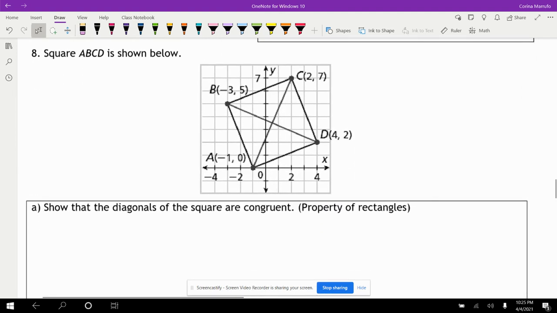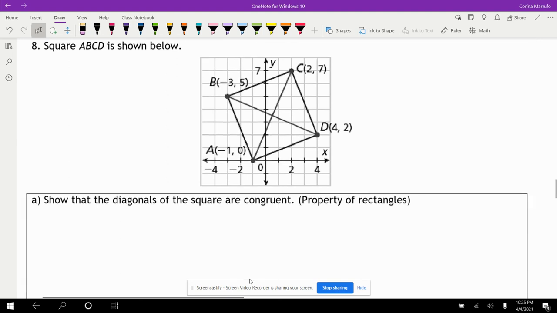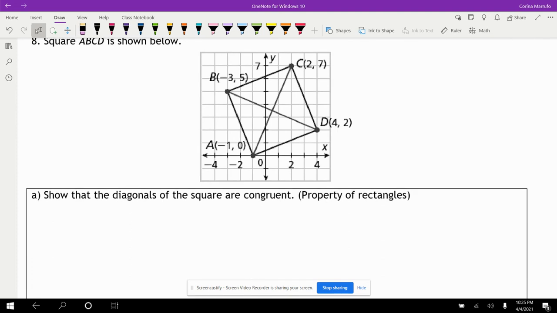So here they give us the diagram of a square on the coordinate plane. It says show that the diagonals of the square are congruent, which is the property of rectangles. So to find that the diagonals are congruent, we're going to find the distance from here to here by using the distance formula. So we're going to go ahead and use these numbers here. I'm going to use the distance from A to C is equal to the square root. Okay, this is a distance formula.